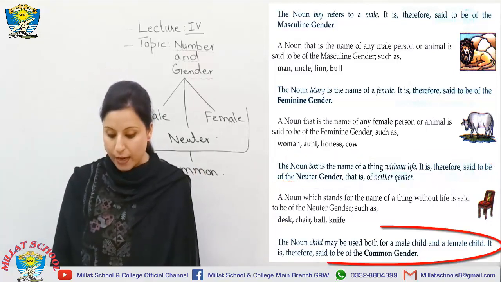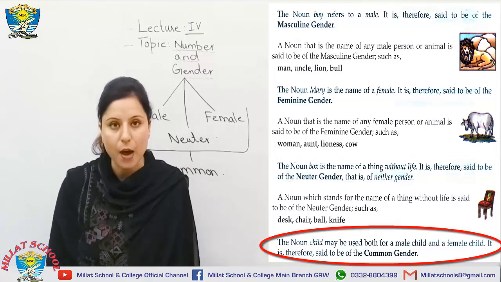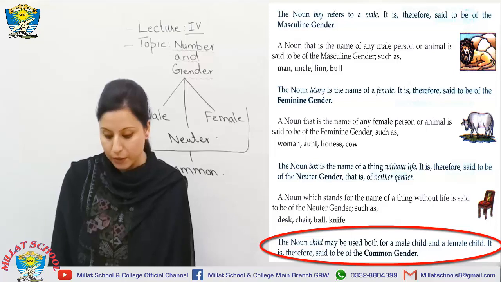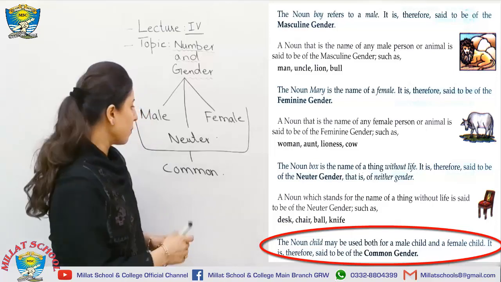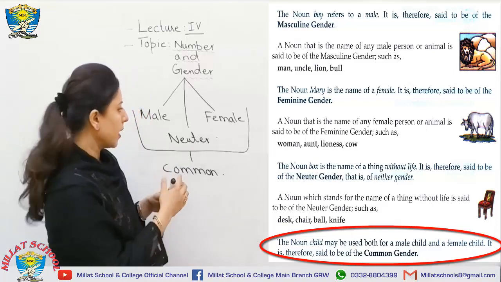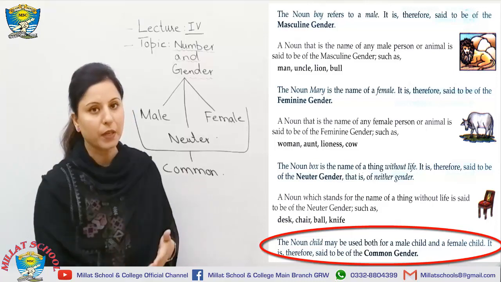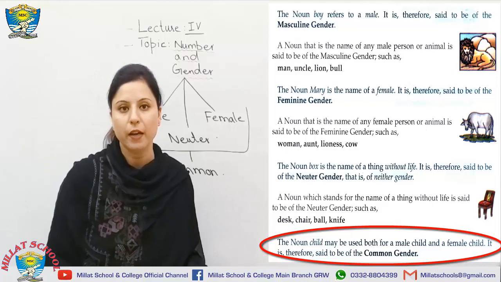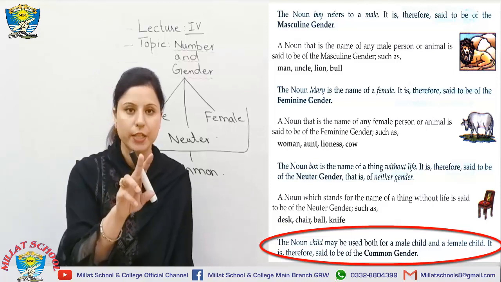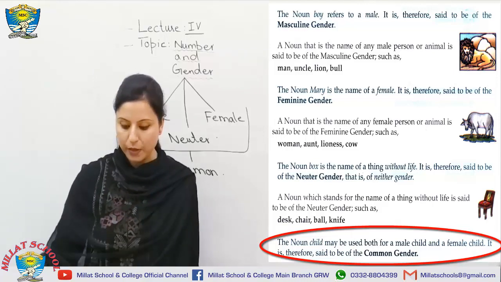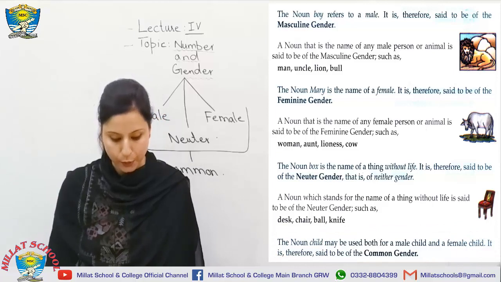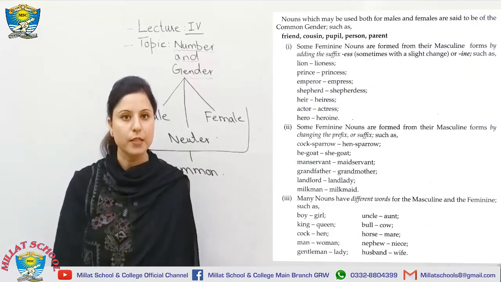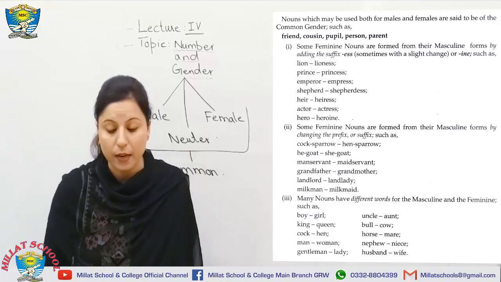The next gender is the common gender. The noun child may be used both for a male child and a female child. Same as if I say that father and mother are both parents. So parents has no gender, because parents is for both genders, for male and for female. Now have a look at page number 24. There are so many examples for you that can help you to understand these genders very well.